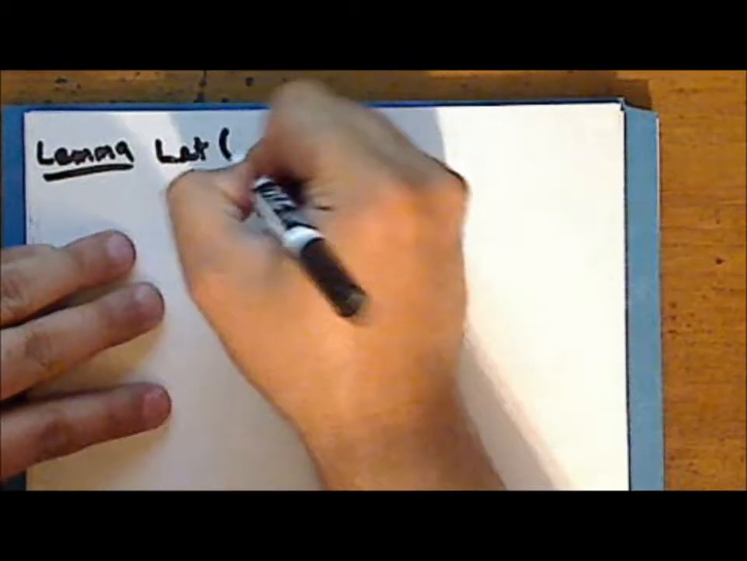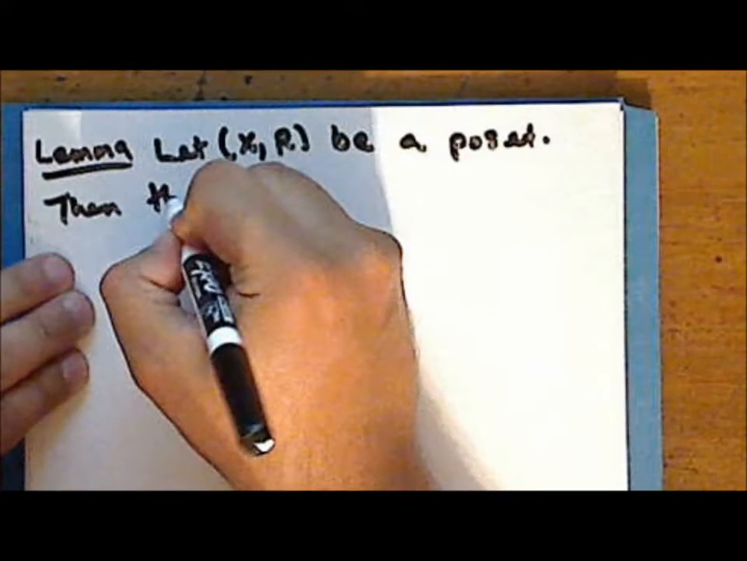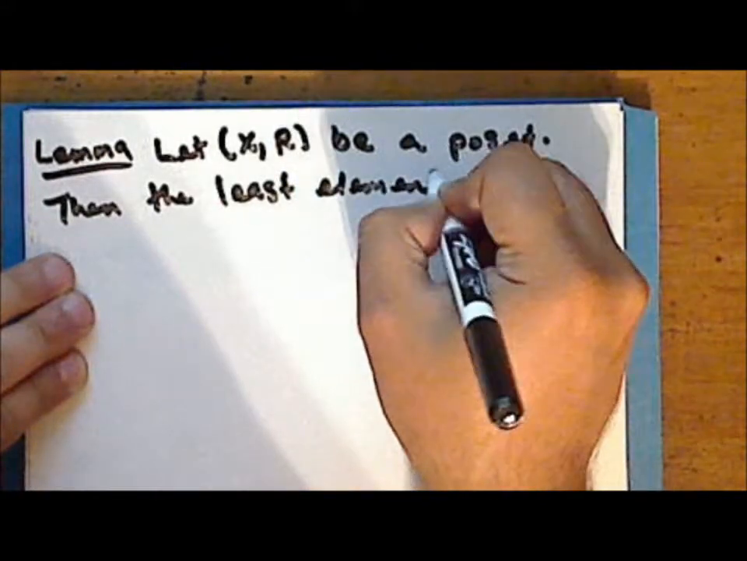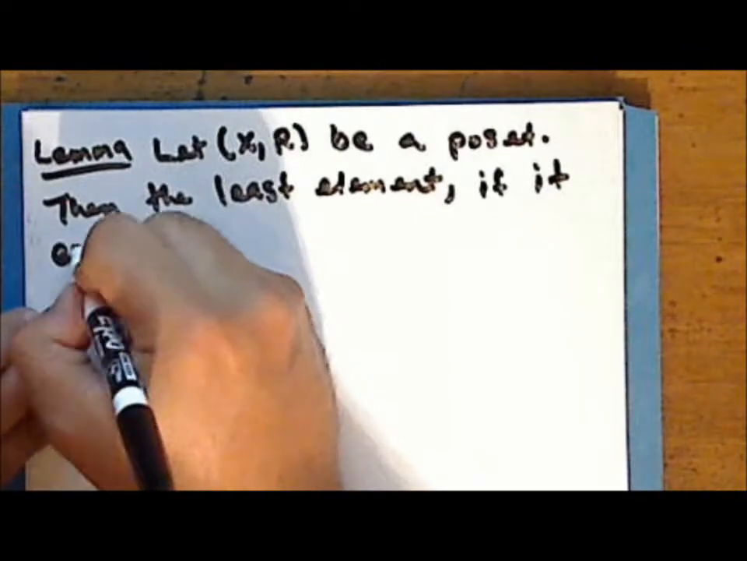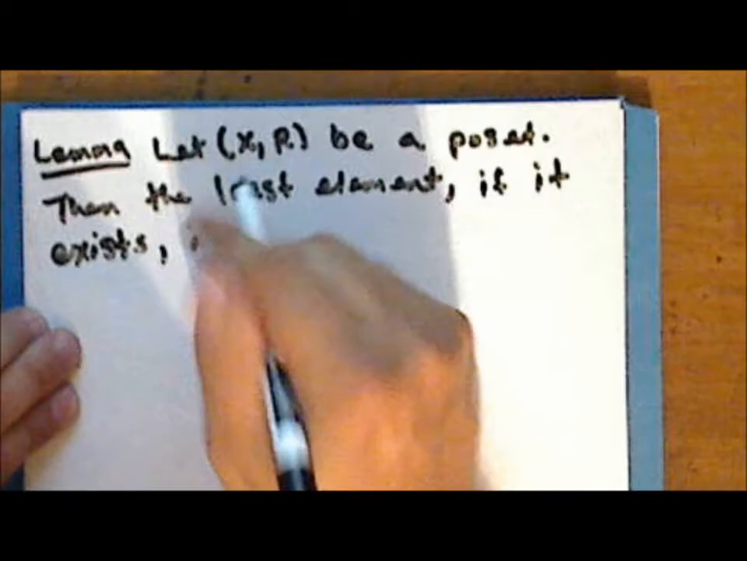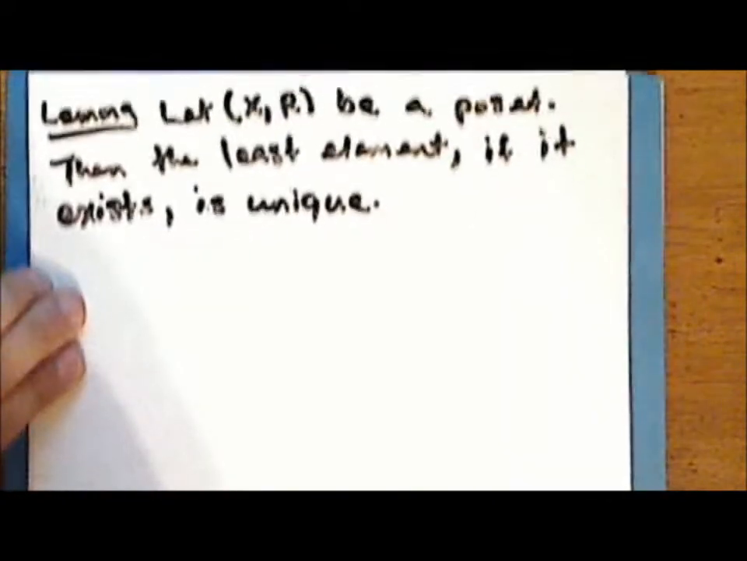So next, as a lemma, let x together with some relation r be a poset. Then the least element, if it exists, is unique. So proof.